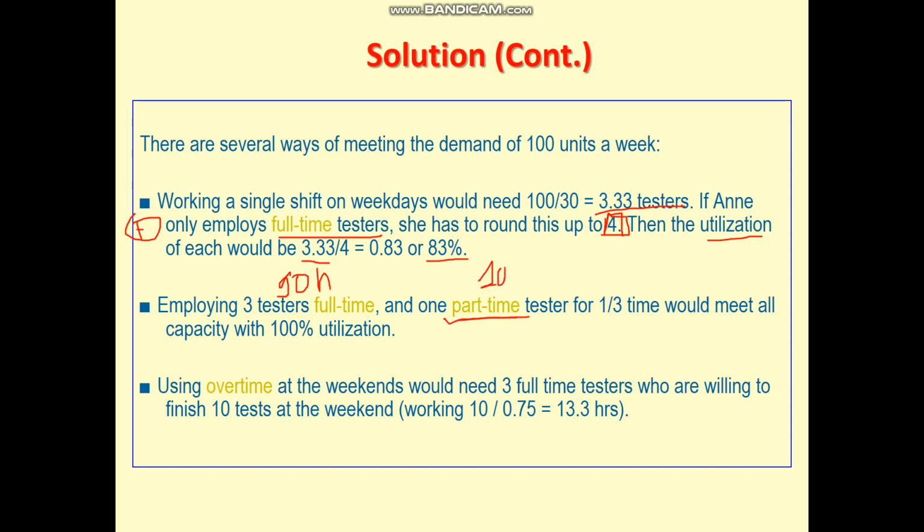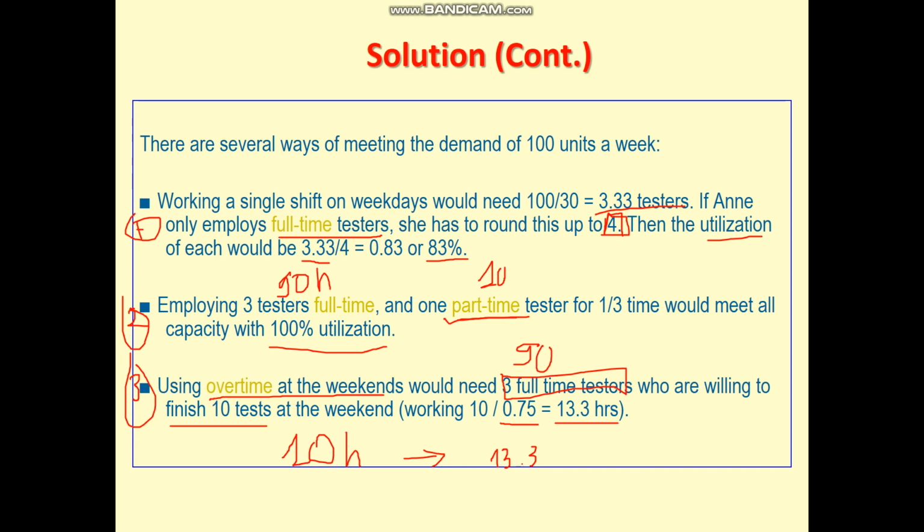So the part-time tester will work 10 hours, so 1/3 time. And this way we can meet all the capacity with 100% utilization. We can also use the third option, where we hire 3 full-time testers who are willing to do overtime over the weekends. So they work 90 hours full-time, then another 10 hours of overtime at the weekends. And because the efficiency is 70%, the extra time they have to work overtime is 30.3 hours here.